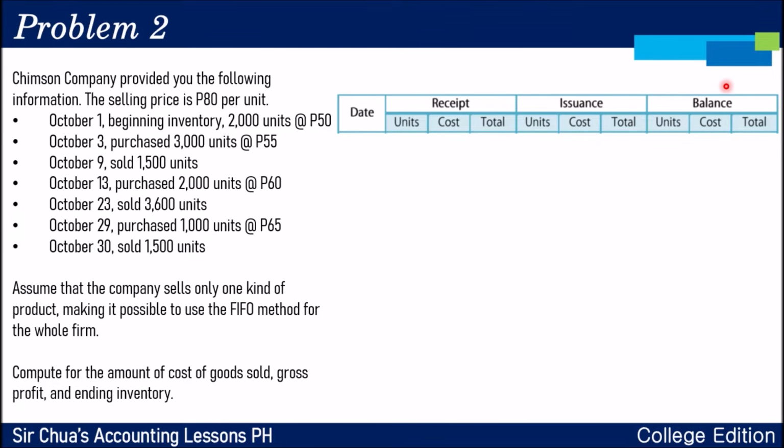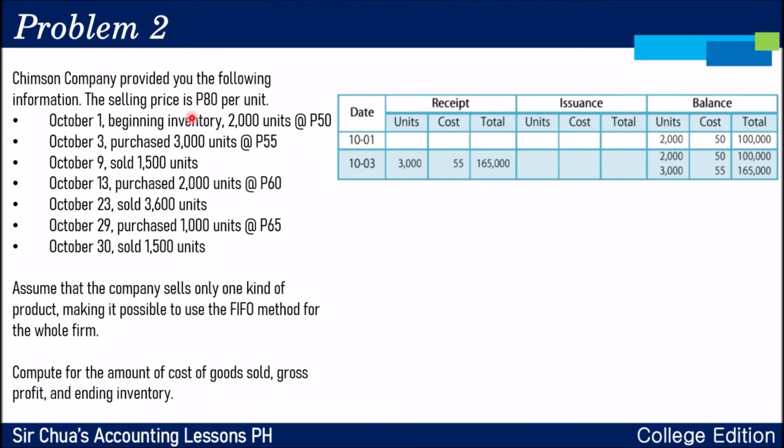Okay? Ganito po. October 1, beginning balance po natin is 2,000 times 50, 100,000. Pagdating ng October 3, nag-purchase daw po tayo ng 3,000 units at 55 kada isa. The total cost is 165,000. So, meron na tayong dalawang inventory na available. Isang 2,000 na 50 pesos isa at yung 3,000 na 55 pesos isa. Ang tanong, 2,000 tong isa, 3,000 tong isa. Saan mo kukunin ngayon yung binenta mong 1,500 units?